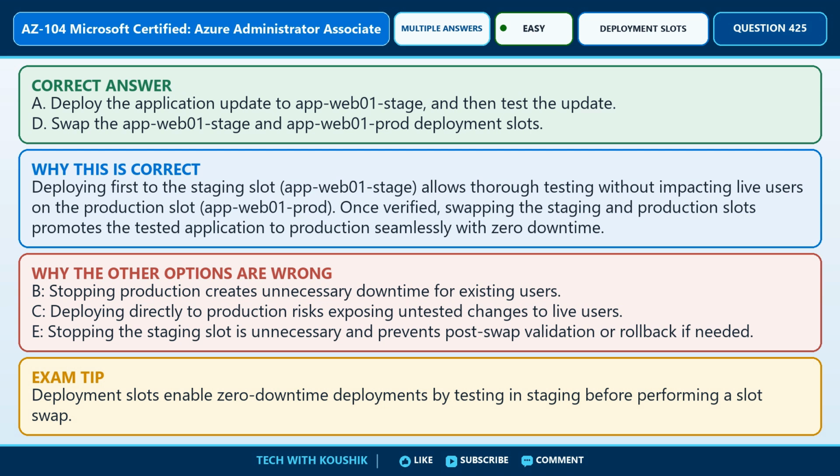The other choices do not satisfy the requirement because B. Stopping production creates unnecessary downtime for existing users. C. Deploying directly to production risks exposing untested changes to live users. E. Stopping the staging slot is unnecessary and prevents post-swap validation or rollback if needed. Deployment slots enable zero downtime deployments by testing and staging before performing a slot swap.